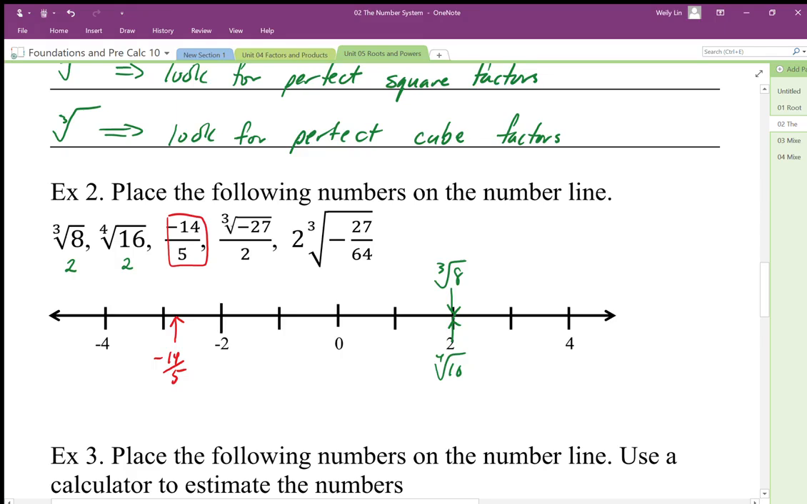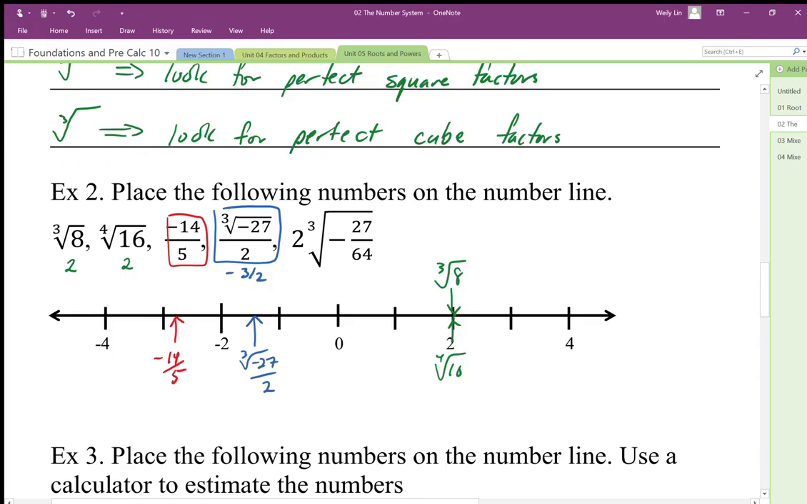Looking at the cube root of negative 27 divided by 2, well, the cube root of negative 27, we can do because 27 is a perfect cube. Negative for odd roots is possible. So we need to have negative 3 times negative 3 times negative 3. So that's going to be negative 3 cubed. And so working that out, we're going to end up with negative 3 over 2. Negative 3 over 2 is right about there. I'm going to write it as cube root of negative 27 over 2.